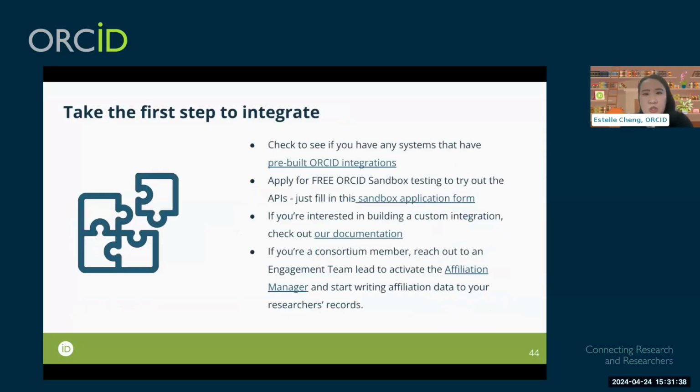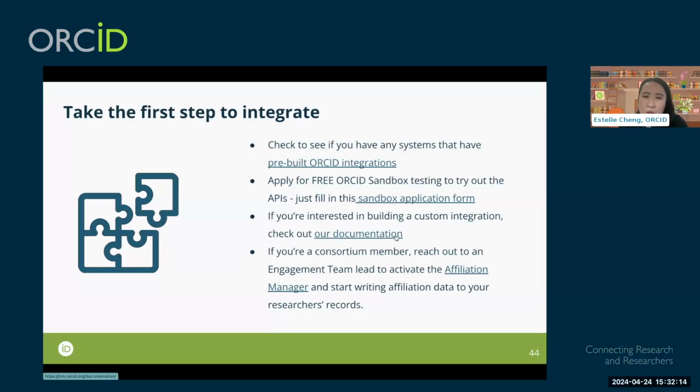So take the first step to integrate. If you haven't integrated, or you're planning to do more, or you are going to update the current integration, please check our webpage to see the ORCID certified service providers, to see if you already use one of these systems and whether there are good options for you. And you can apply for free sandbox testing as we shared. Just a reminder, please don't test in our production site. That's why we have a sandbox, so please test in the sandbox, because production holds real-life records.